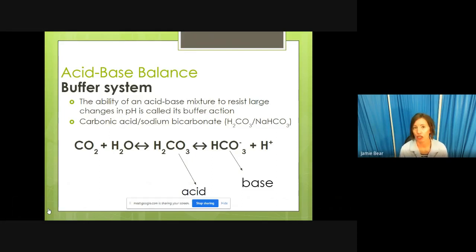So we can see here with the hydrolysis equation, when carbon dioxide mixes with water like it does in our bodies, it is converted to carbonic acid, which is a weak acid, which dissociates into both a base, bicarbonate, and hydrogen ions. Therefore, the carbonic acid works as an acid in our body, and the bicarbonate ion works as a base in our body.